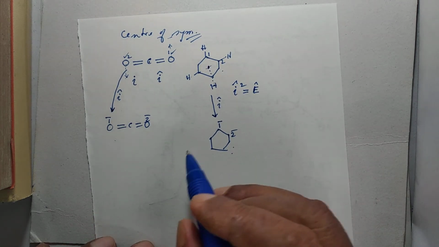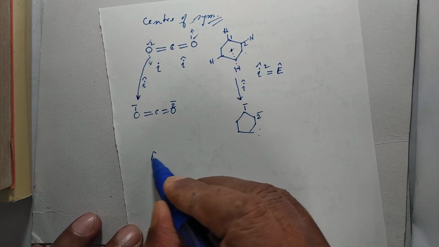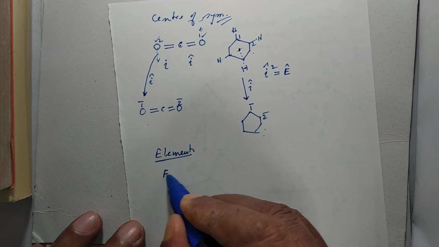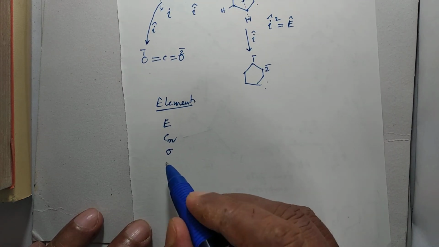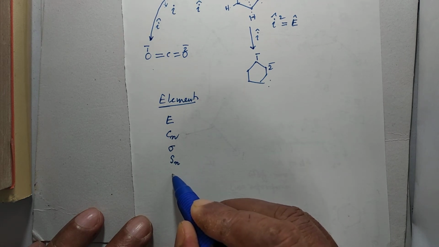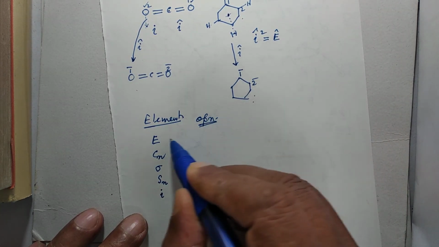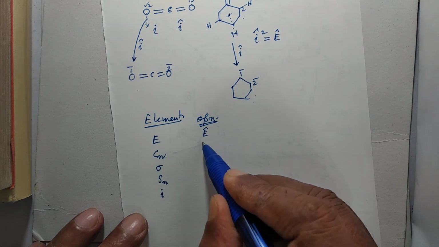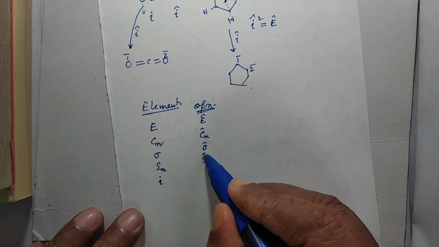So, thus far we have obtained 5 elements of symmetry. What are they? They are identity element, then rotation, then reflection, then improper rotation, and center of symmetry. The associated symmetry operations are: do nothing, denoted by this. Rotation is denoted by this with hat. Reflection is denoted by this. Sn operation is denoted by this.